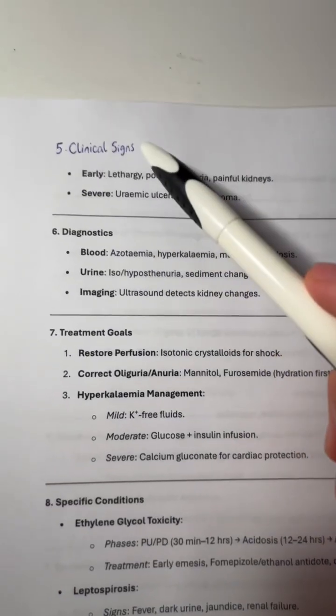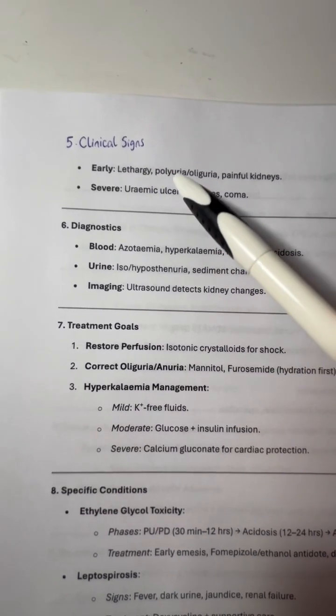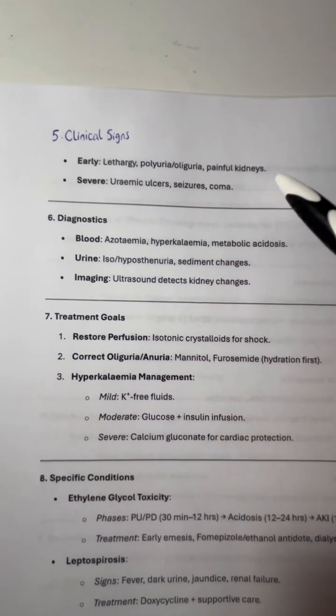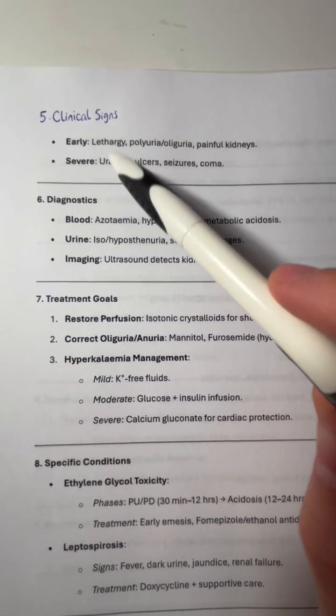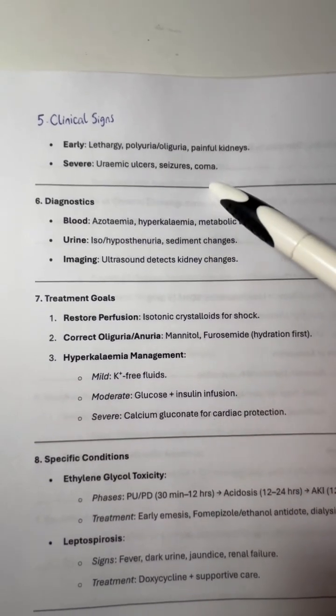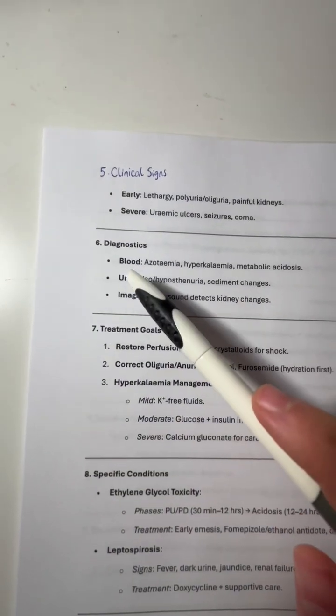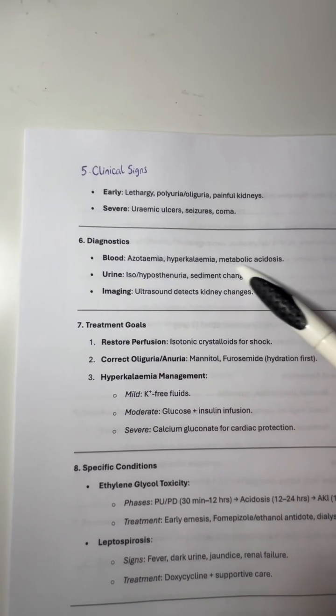In the early clinical signs, we can see lethargy, polyuria or oliguria, and painful kidneys. In the severe clinical signs, we can see uremic ulcers, seizures, and coma. And when doing the diagnostics in the blood, we can see azotemia, hyperkalemia, and metabolic acidosis.